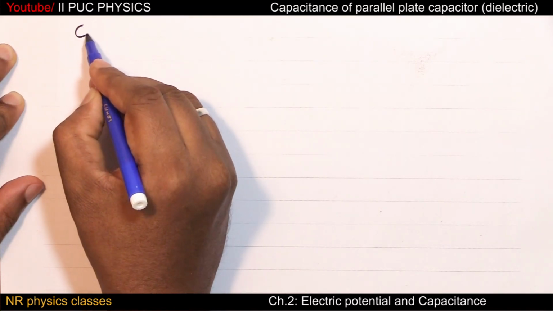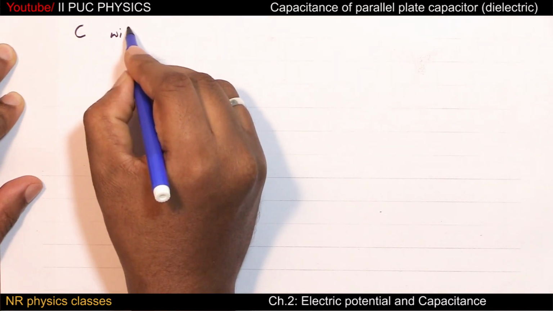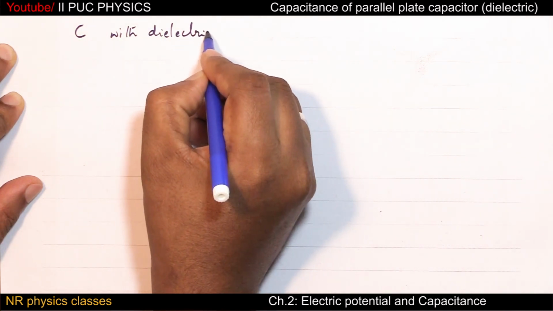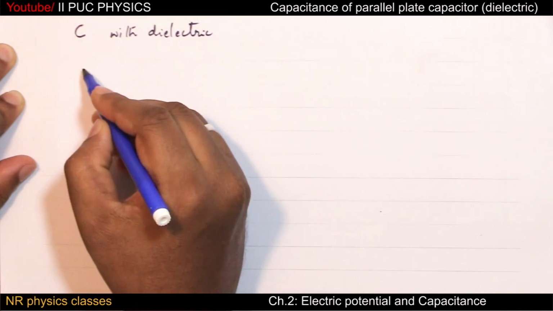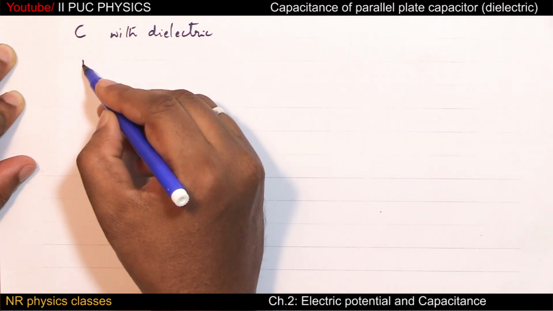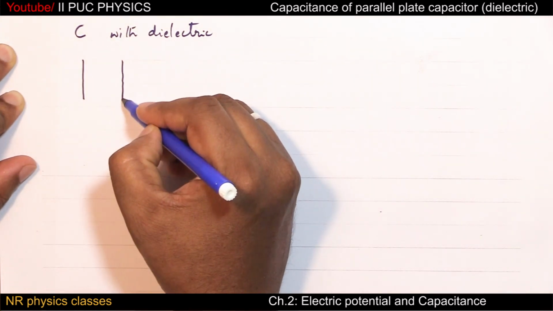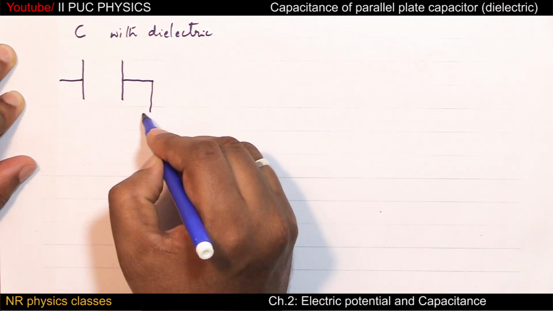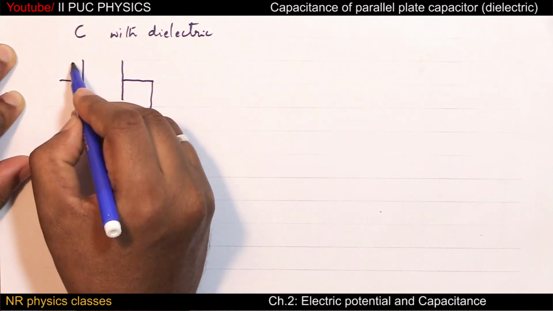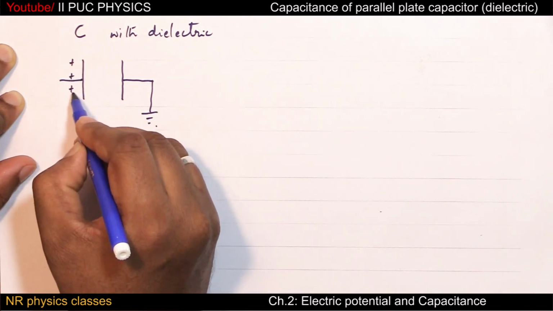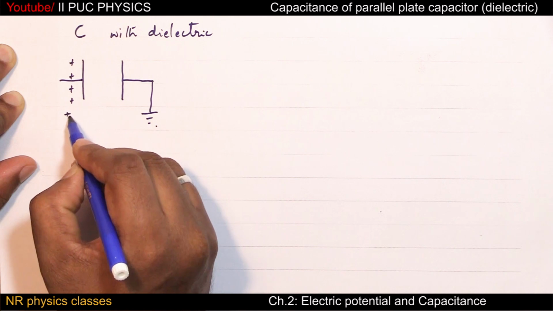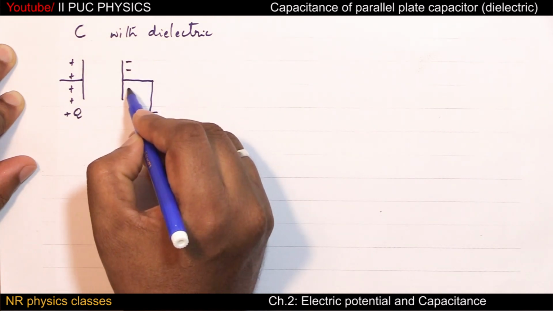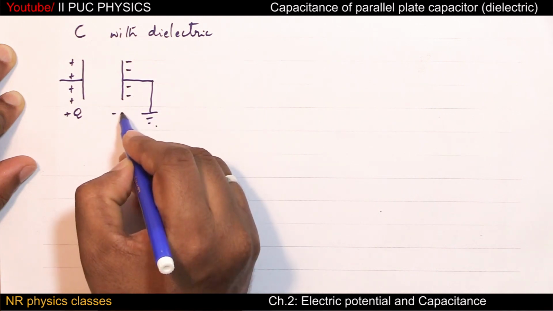Capacitance of a capacitor with dielectric. In the previous case, we have seen that in the case of a capacitor, if charge is given to one of the plates, plus Q, equal and opposite charge is induced on the other plate, minus Q.